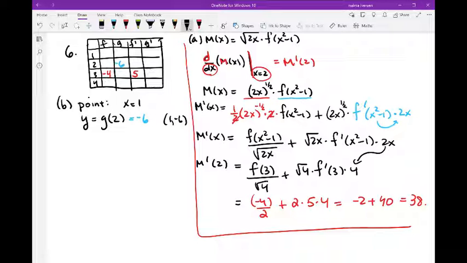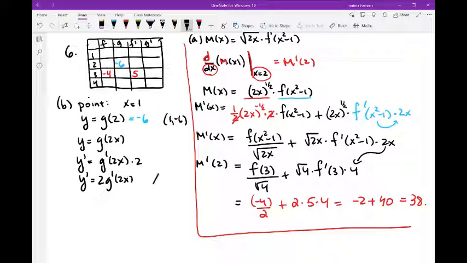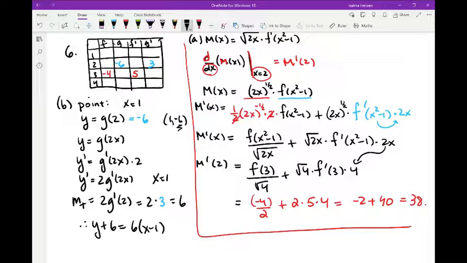To find my derivative, if y is equal to g of 2x, my derivative y prime, the slope of the tangent line, is g prime of 2x, and then times 2, or 2 in front if you want. So y prime is going to be 2g prime of 2x. When x is equal to 1, the slope of my tangent line is going to be 2 times g prime of 2, which is 3. So that's going to equal 6. So the equation of my tangent line is y plus 6. That's y minus my y value is equal to my slope times x minus my x value. And there we've got that.